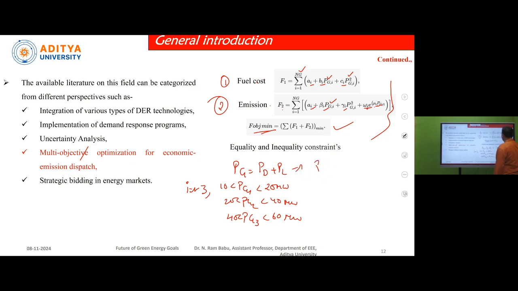But the thing is, this PG is given by PG1 plus PG2 plus PG3. Let us assume it is 100 megawatts. So this is the equality constraint, and these three are inequality constraints. So these are examples of equality and inequality constraints. So as a multi-objective function, we are supposed to minimize this objective function, which is fuel cost as the first objective and emission as the second objective, with these equality and inequality constraints.